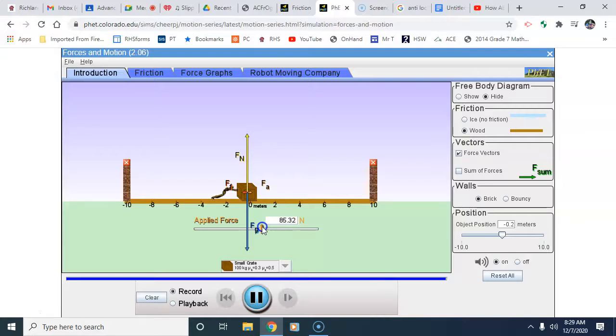But let's first look at the applied force. I have it at a little over 85 newtons to the right, this guy is pushing. But the box is not moving. The key thing is it's trying to move now. And there now is a force of friction that opposes my applied force. Friction is an opposing force. It always tries to counteract sliding or trying to slide. It always acts opposite the direction of that trying to occur.